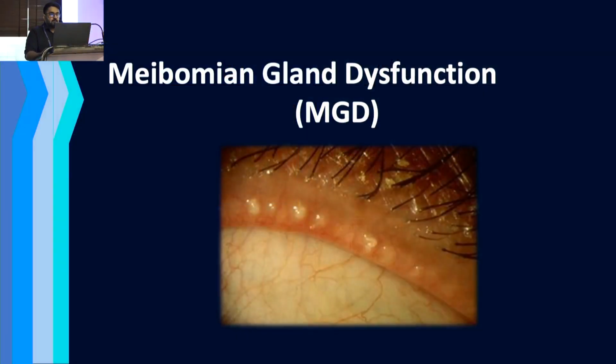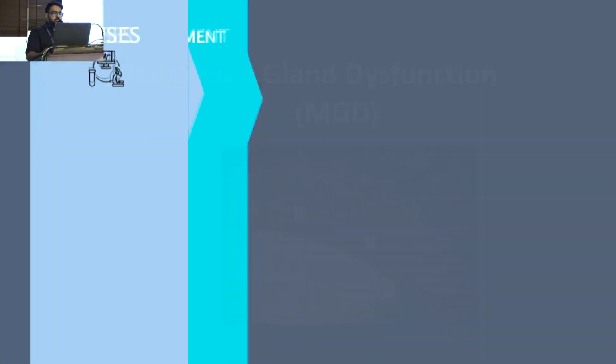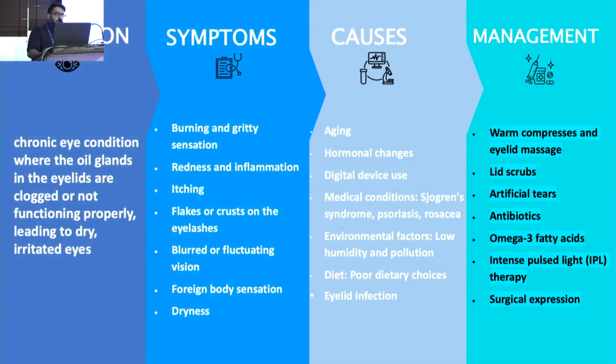Coming to meibomian gland dysfunction, it's a chronic eye condition where the oil glands in the eyelids are clogged, not functioning properly, leading to dry, irritated eyes. Symptoms, as we all know, are burning sensation, redness, flakes and crust on the eyelashes, foreign body sensation, and dryness. Causes are also very well known. Management, again, just like blepharitis, involves warm compresses, lid scrubs, artificial tears.